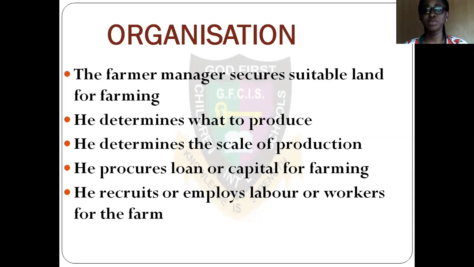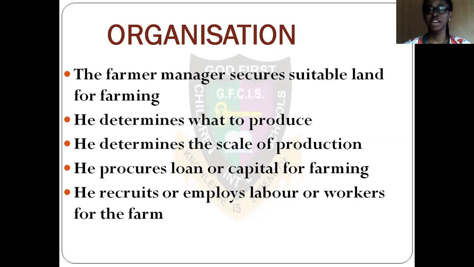When there are limited resources, we procure a loan or capital for farming in order to pay back when the harvesting period is over. The farm manager recruits or employs laborers or workers for the farm.